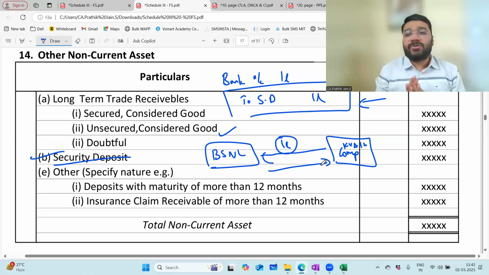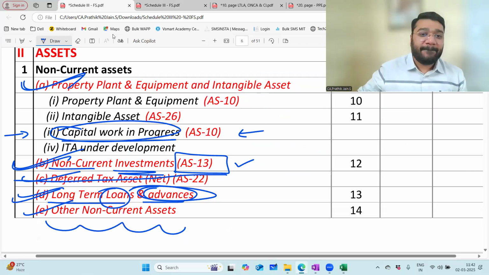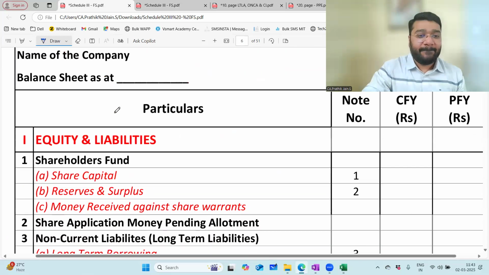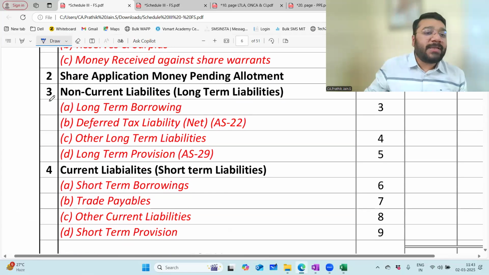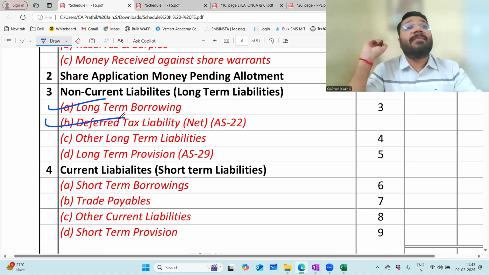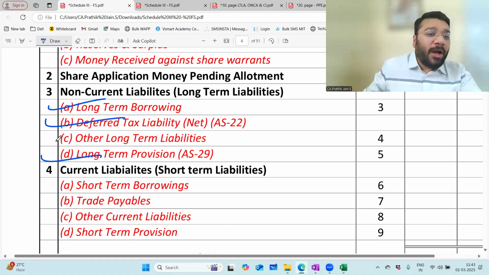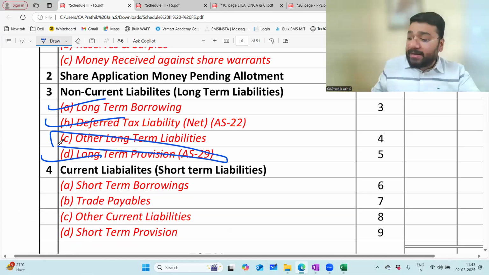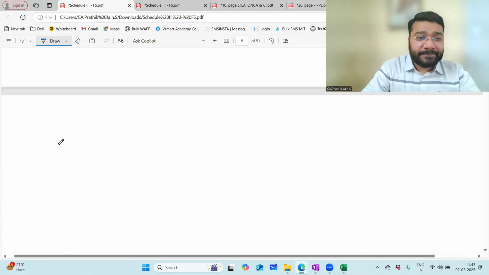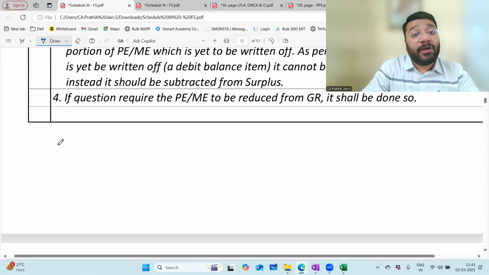Other long-term liabilities, what is Subiksha saying? Others. Can I put this into long-term borrowing? Not possible. Can I put it under deferred tax liability? Not possible. Can we put it in long-term provision? No. The only option is other long-term liability. You have to remember all those points, otherwise you'll have a tough time.